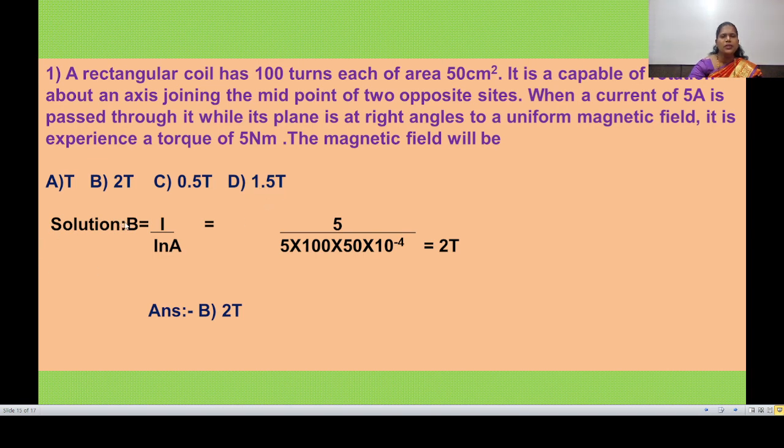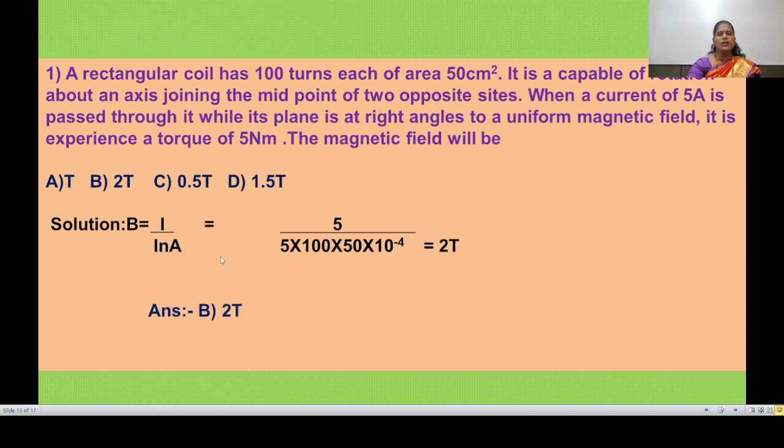Solution: we have to use the formula B is equal to torque upon I N A, which is the moving coil galvanometer's formula. I is the current, given as 5, and area is given as 50 centimeter square, which we convert to 50 × 10^-4 meter square. The number of turns is 100 and torque tau is given as 5. After calculating this whole term, we get the answer 2 Tesla. So the answer will be B, 2 Tesla.